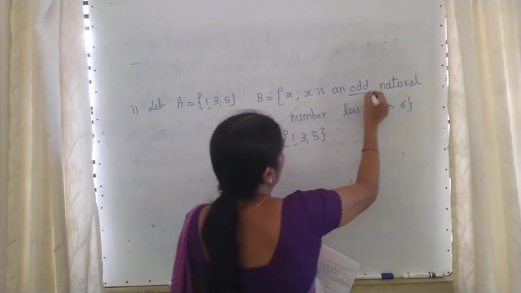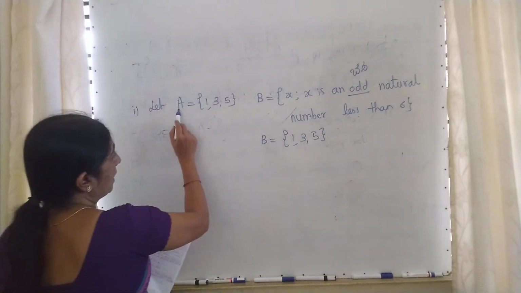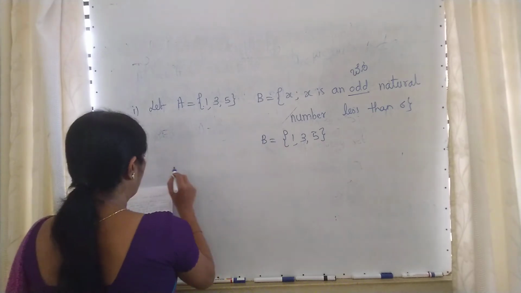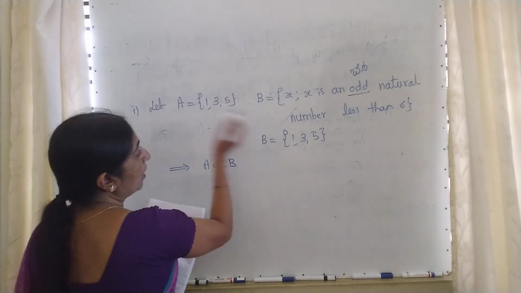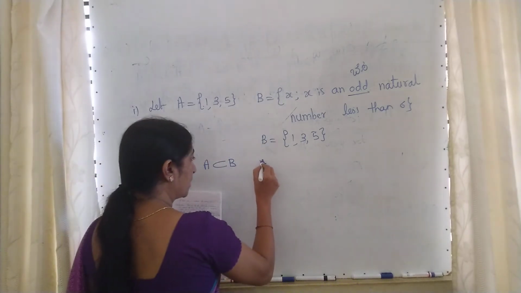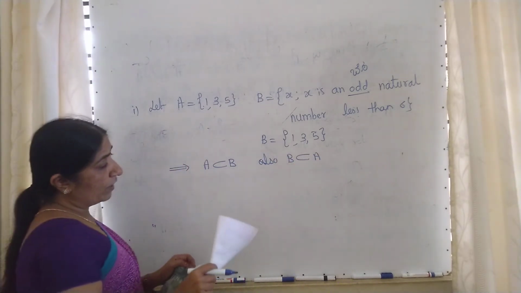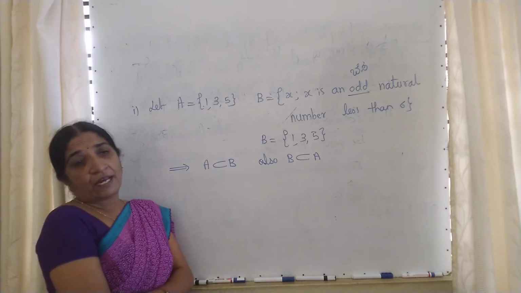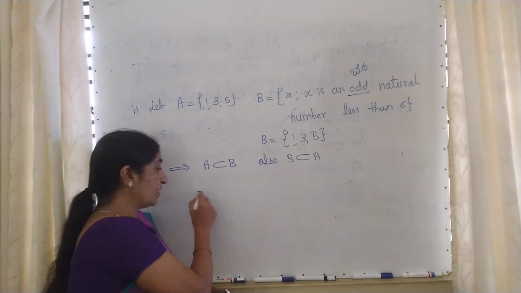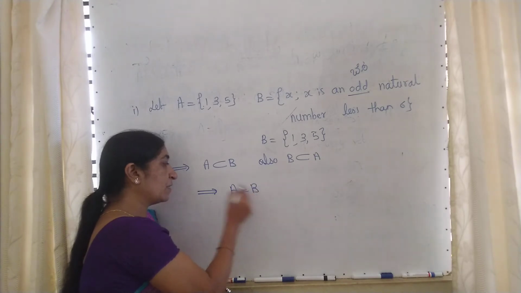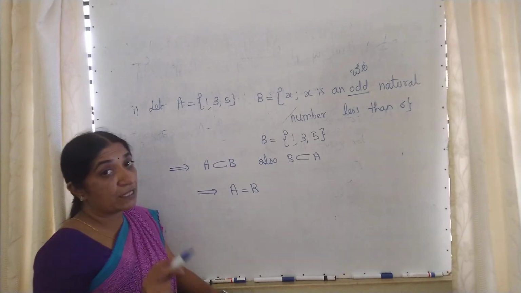Now compare A and B. In set A we have 1, 3, 5, and the same in B. This implies A is a subset of B. And when you compare B and A, B is also a subset of A. And one more thing we are observing. In the last class, I explained the equal sets. So A and B are equal sets. This implies A is equal to B. That means if A is a subset of B and B is a subset of A, you can say that A is equal to B.